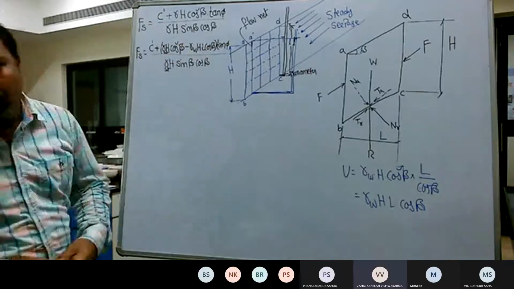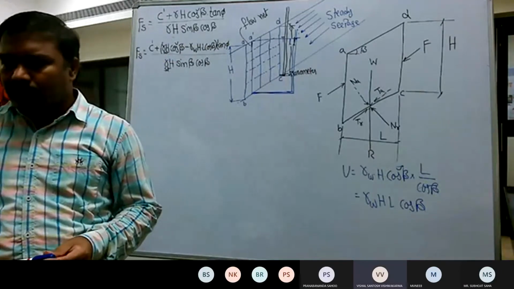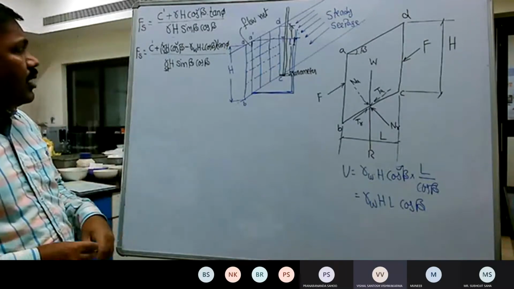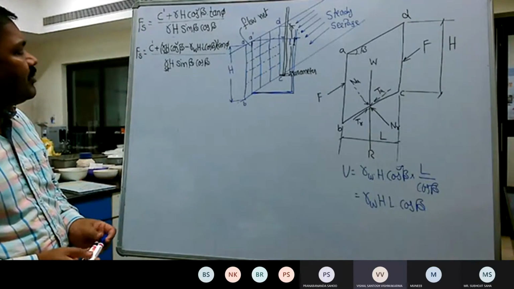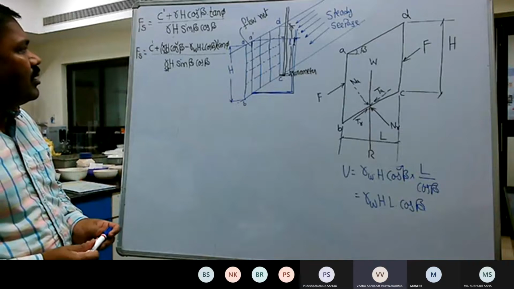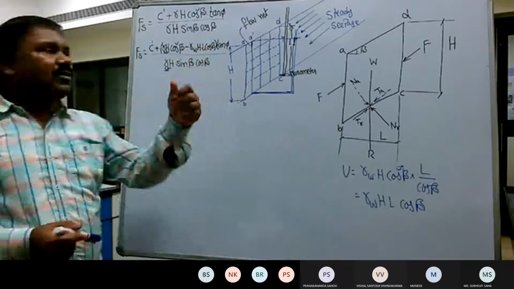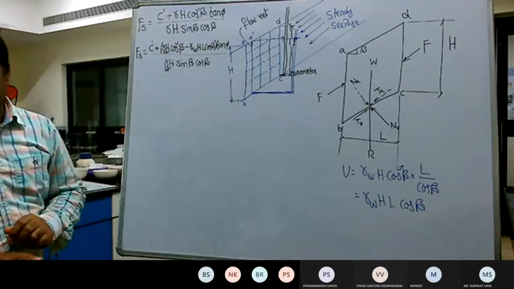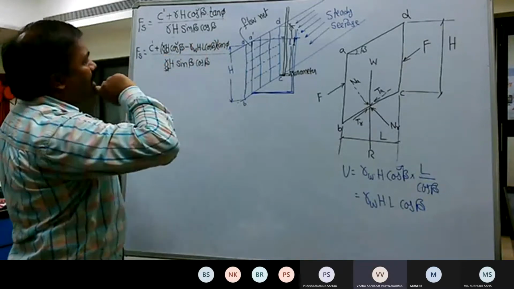But sir, here sigma is gamma H cos square beta, sir, na. So this is a stress, but you have put gamma W H L, which is not a stress, it is a force, sir. Okay, so either here you have to multiply with L, or here you have to remove the L. Sir, remove the L.